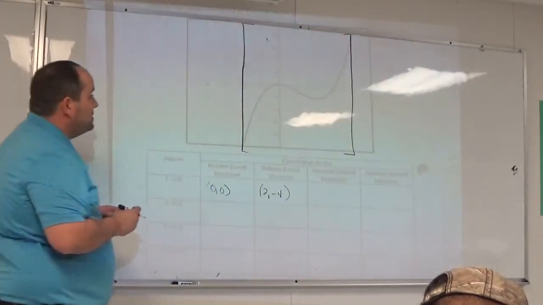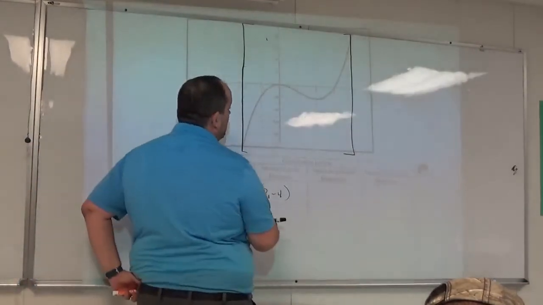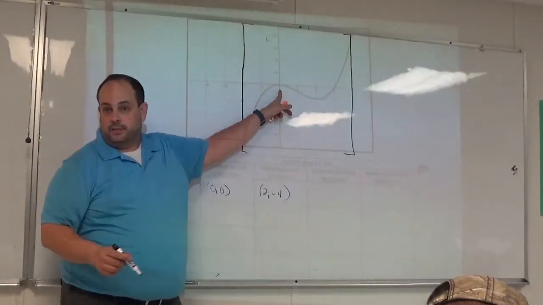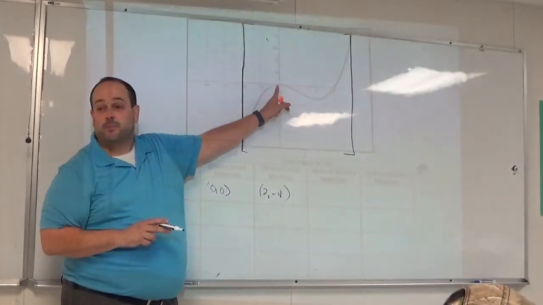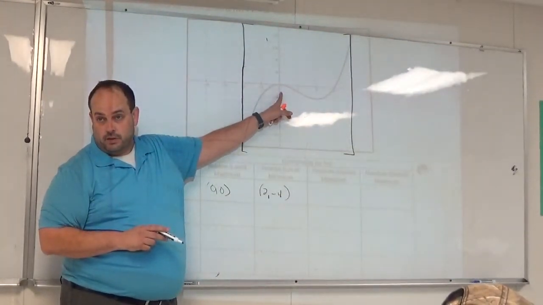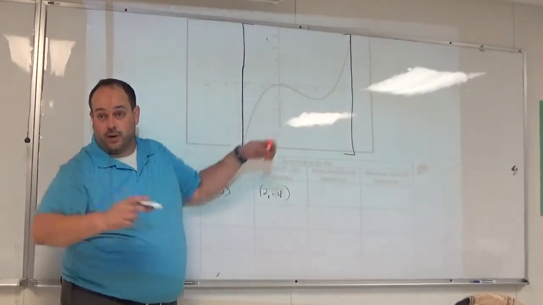Okay, Jackie, absolute maximum. Do you see an absolute max? Yes. Where? It's 0, 0. Right? 0, 0 is the absolute max? If it's the absolute max, then what you're saying is this is the highest point on the graph. Or is there a higher one? Yes. There is a higher one. Where's the higher one?